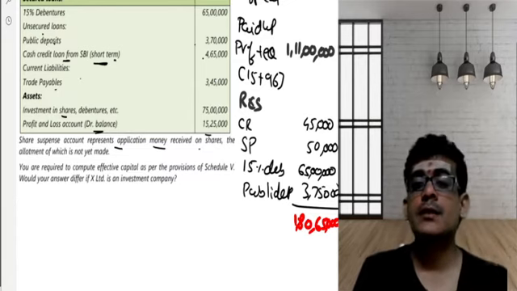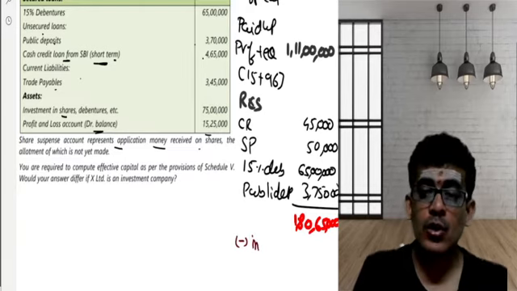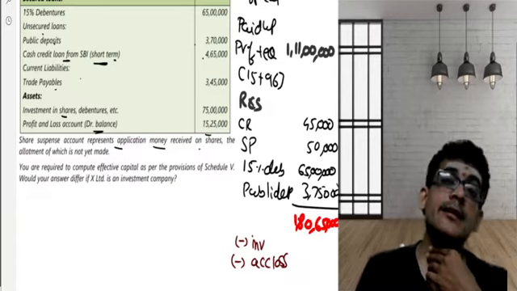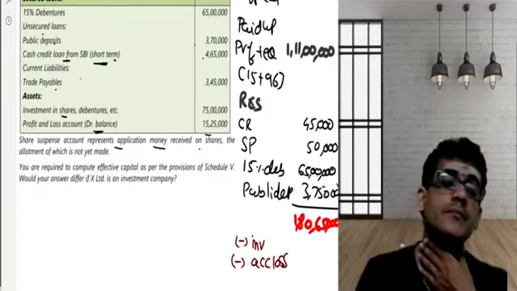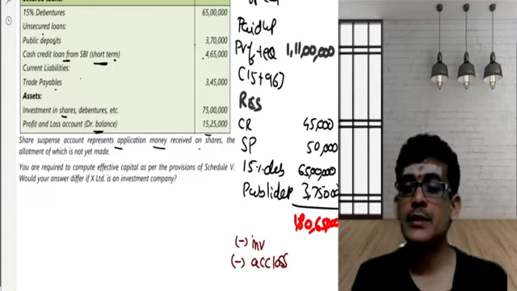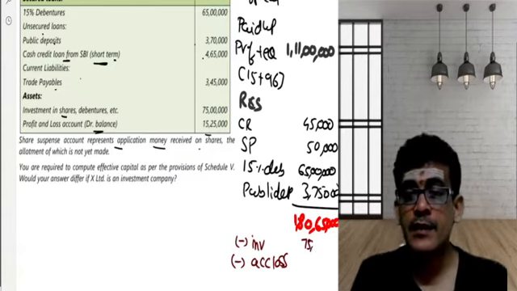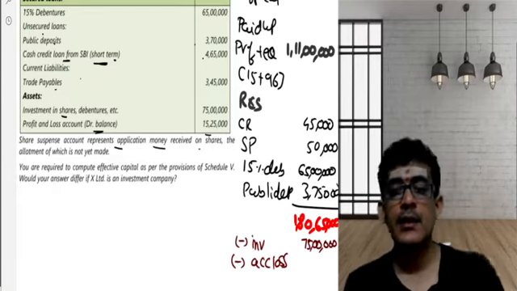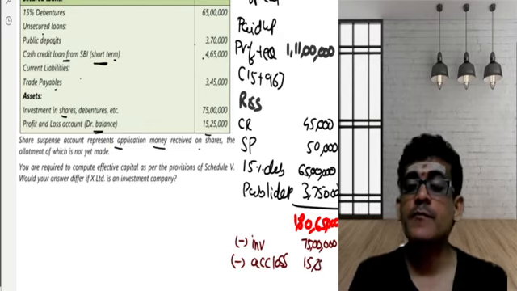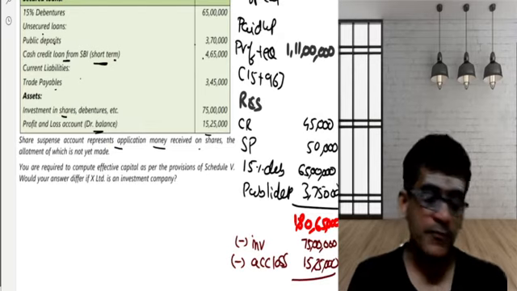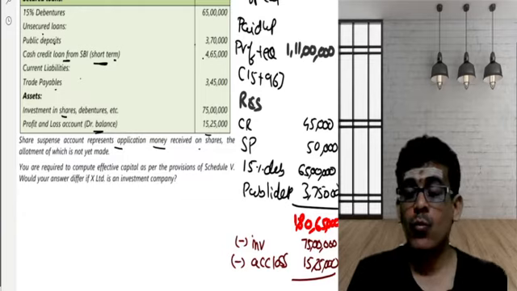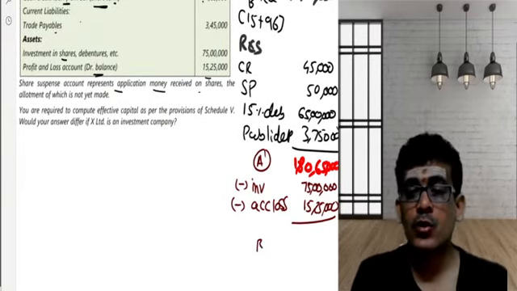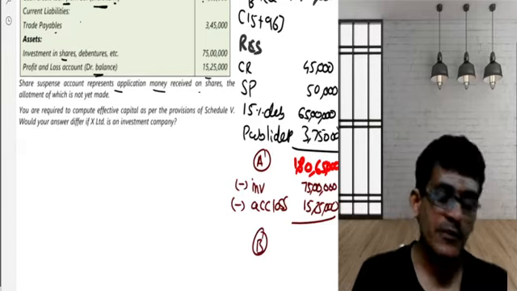From this I need to reduce any investments, any accumulated losses, and any preliminary expenses written off. In this case, my investment is 75 lakhs, so I will reduce 75 lakhs. My accumulated losses are 15 lakhs 25,000, so I will reduce 15 lakhs 25,000 also. Let us call the earlier total A and this total B. So 75 lakhs plus 15 lakhs 25,000.